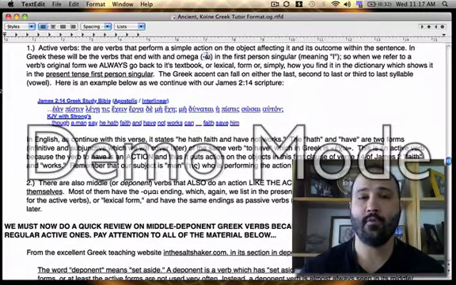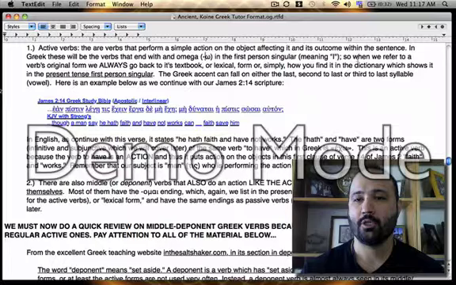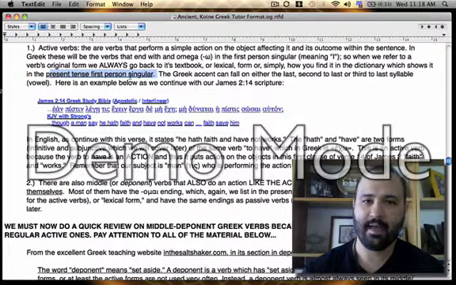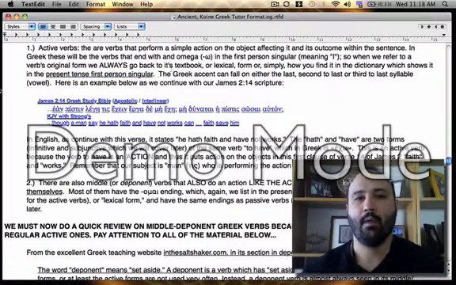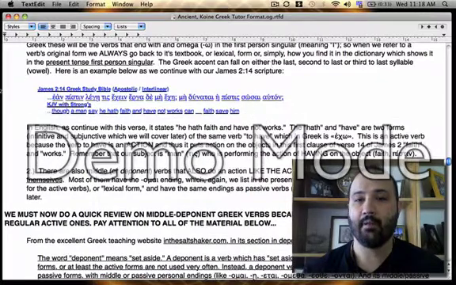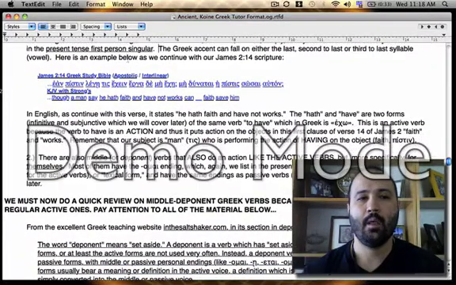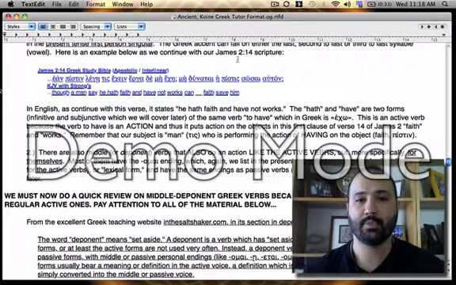It's always in the I, first person singular. That's how you're going to find the verb you're looking for, particularly when you look it up in a dictionary. You want to find a verb, you're going to find it in the first person singular, meaning the I, and it's going to end with omega. So when we refer to a verb's original form, we always go back to its textbook or lexical form, or simply how you find it in the dictionary, which shows that it's in the present tense, first person singular. So look for it to appear that way. The Greek accent can fall on either the last, second to last, or third to last syllable, which is a vowel. Here is an example below as we continue with James 2:14.